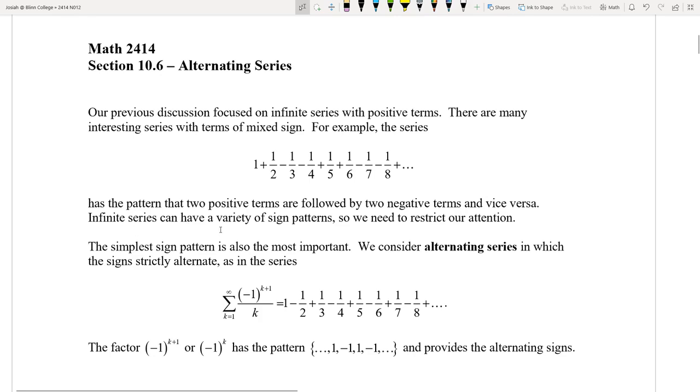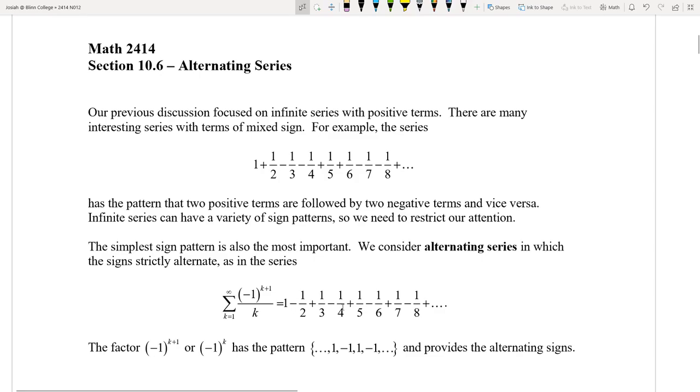So we have lots of ways that we can vary our sign patterns. And so that's kind of too much for us. What we're going to end up doing is just doing the simplest sign pattern we can, which is going to be alternating series. An alternating series means that these signs strictly alternate, positive, negative, one, one, one, one, like that. So positive, negative, and so on.